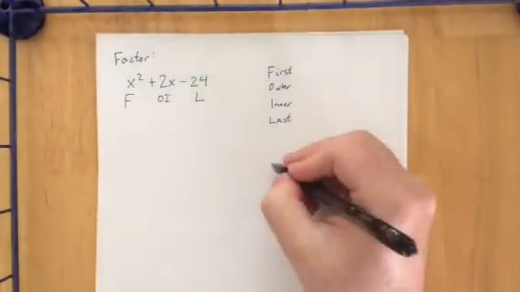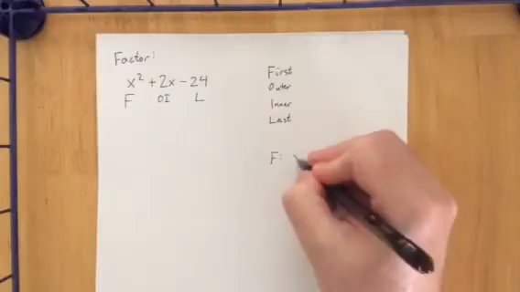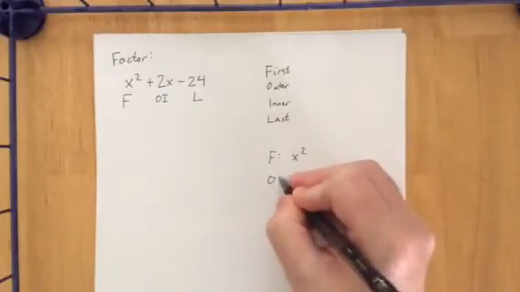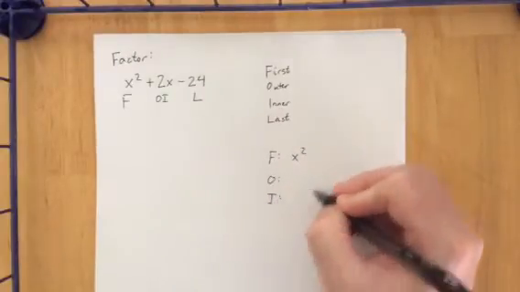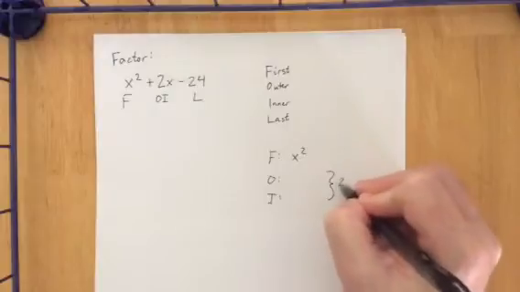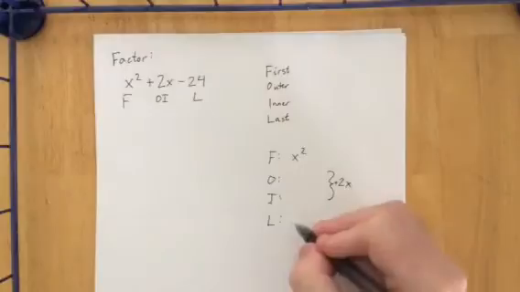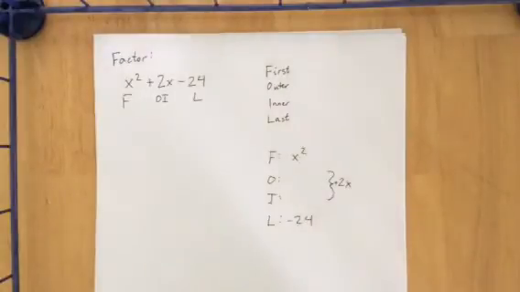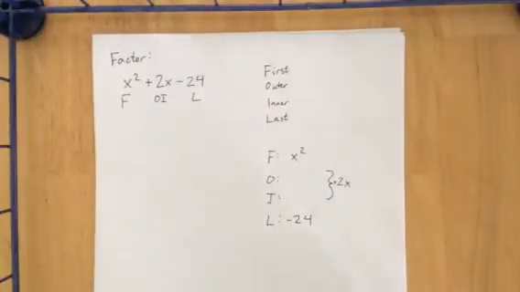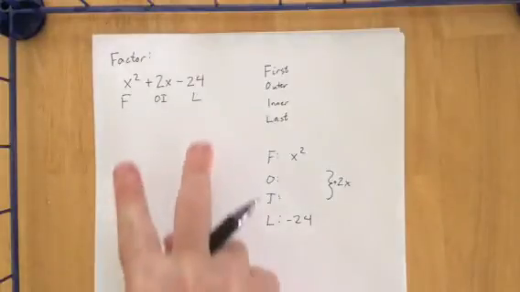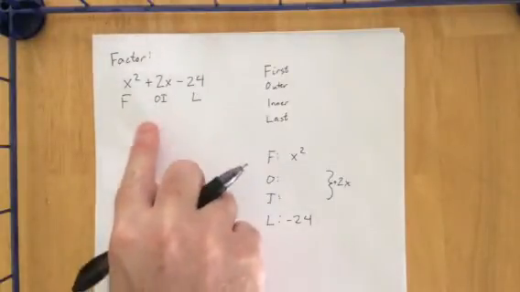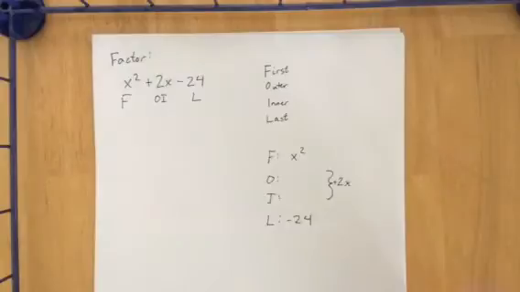So here's what I know at this point. I know that the first was x squared. I know that the outer and the inner combine together to turn into plus 2x, but I don't know what they individually were. The last I know would be negative 24. However, if you watch the previous part, then you know that the product of the first times the last should be the same as the product of the outer and the inner.